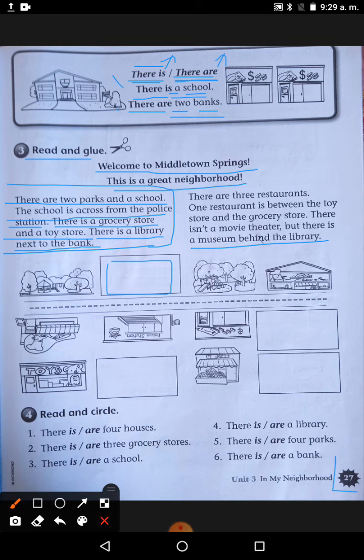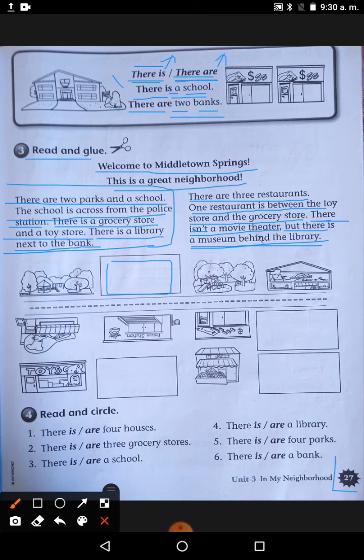Repeat after me at home. There are 3 restaurants. One restaurant is between the toy store and the grocery store. There isn't a movie theater, but there is a museum behind the library. Well done. You did a great job at home. Here, as you can see, we have the negative form there isn't, okay? And that is in singular, yes.